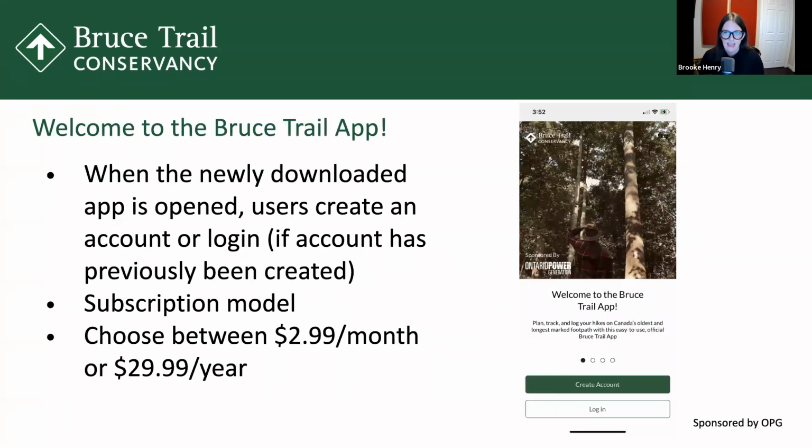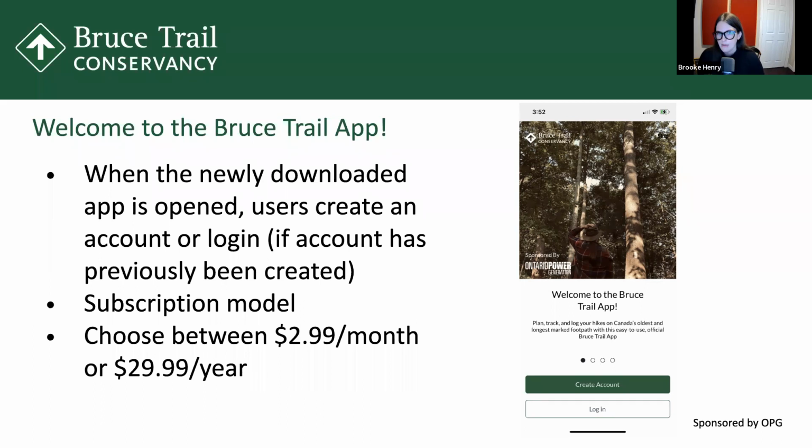So when you first download the app, this is the screen that you will see. Welcome to the Bruce Trail app. When you first open the app, it will ask you to create an account. And if you've already created an account, you can log in from this screen as well. The app is a subscription model. So you can either choose between $2.99 a month or $29.99 a year. But there is a 7-day free trial. So if you're not sure if you want to download the app or subscribe to the app, you can do the 7-day free trial and then just cancel it before you have to do the monthly or yearly payment.